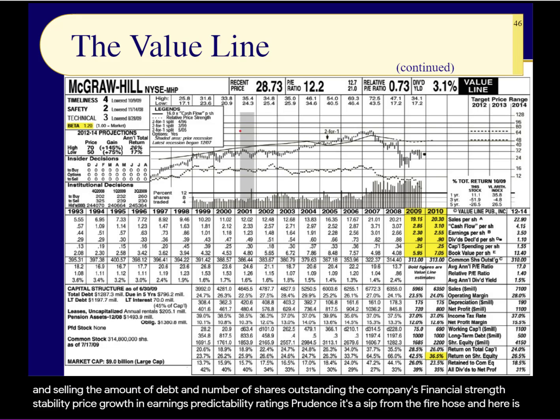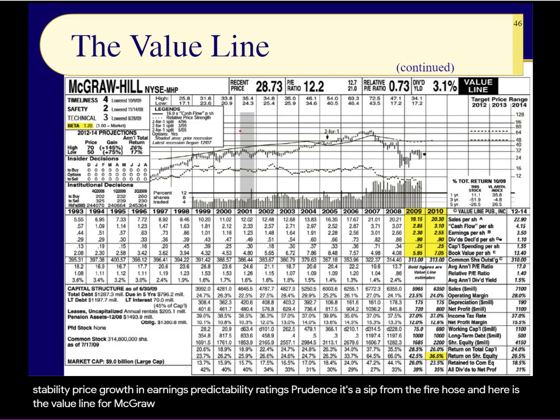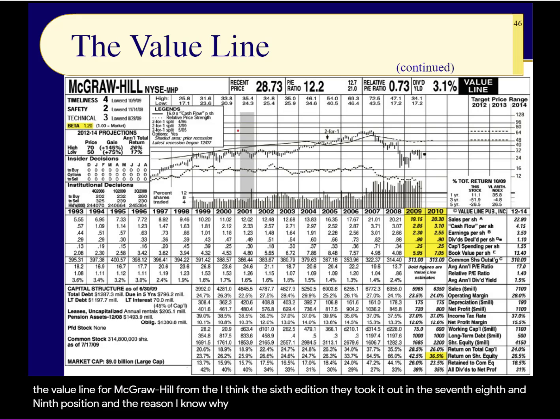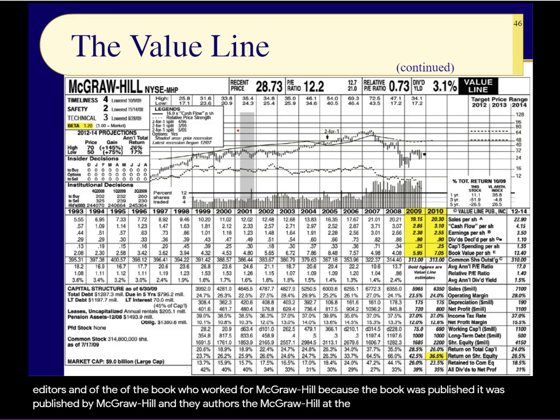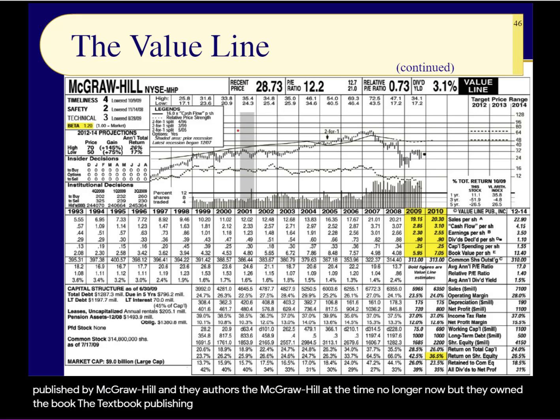And here is the Value Line for McGraw-Hill, from the, I think, 6th edition. They took it out in the 7th, 8th, and 9th editions. And I know why. I can imagine what was going on between the editors of the book, who worked for McGraw-Hill, because the book is published by McGraw-Hill, and the authors. McGraw-Hill at the time, no longer now, owned the textbook publishing company, which is one of the biggest in the United States at least. I don't know about internationally, and they also own Standard & Poor's.